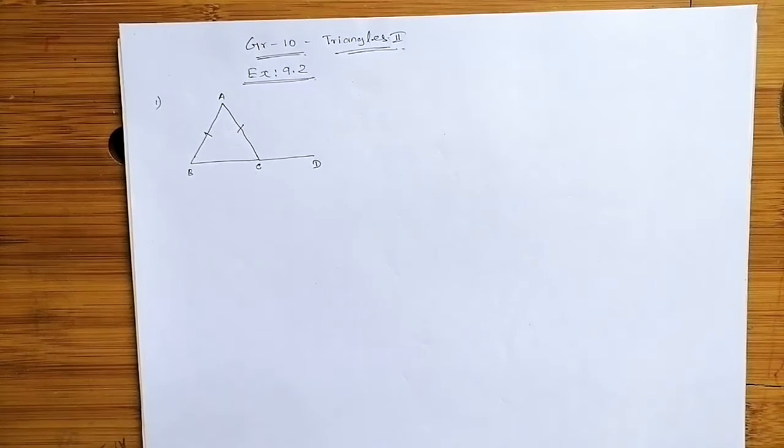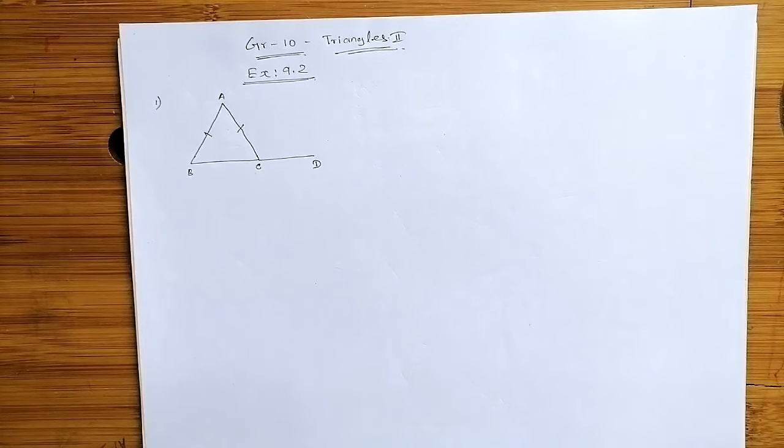Grade 10 students, in today's video we are going to discuss the last session we did, triangles 2. We are going to discuss the answers of exercise 9.2 and exercise 9.3. To recall the theory, if we discuss the answers, we can recall, another time, all the theories we have discussed. Okay, exercise 9.2, first question.